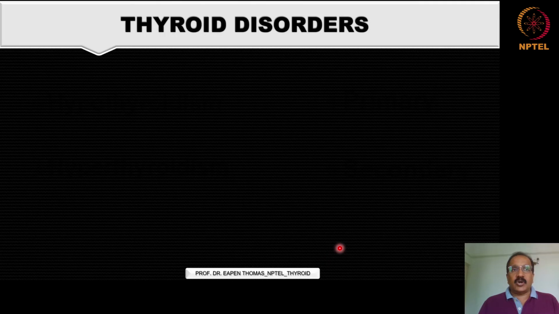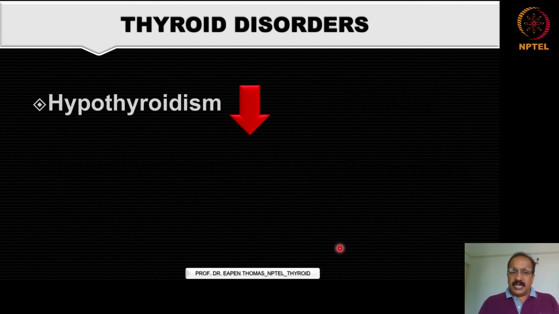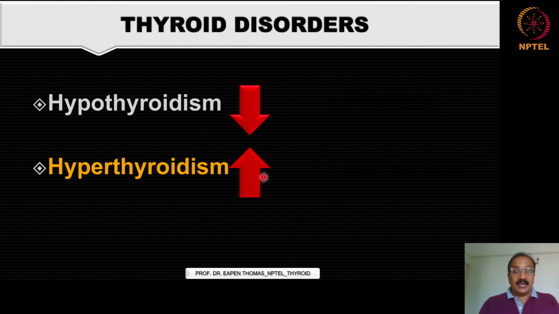What are the disorders associated with this thyroid gland? There are predominantly two conditions. One in which there is a reduced secretion of thyroid hormone, which we call hypothyroidism. And the second condition is an increased level of thyroid hormone, which we call hyperthyroidism. So these are the two situations of thyroid disorder, hypothyroidism and hyperthyroidism.